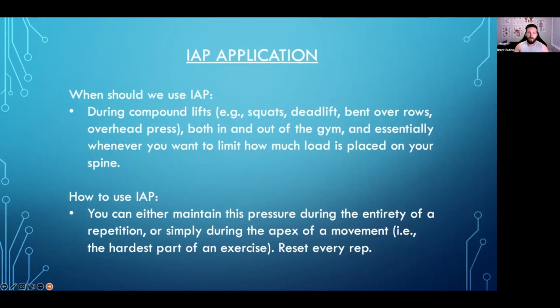So we should use intra-abdominal pressure during compound lifts, so like squats, deadlifts, bent over rows, overhead press, because these are the exercises where our spine isn't stabilized by an external object. So when we do incline dumbbell press on a bench, for example, we don't have to worry about using intra-abdominal pressure because our back is supported by the bench. There's no pressure being placed through the spine. So we don't have to worry about stabilizing our lower body. But in these sorts of exercises, it can become very, very useful.